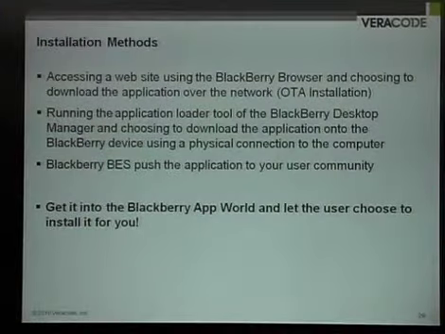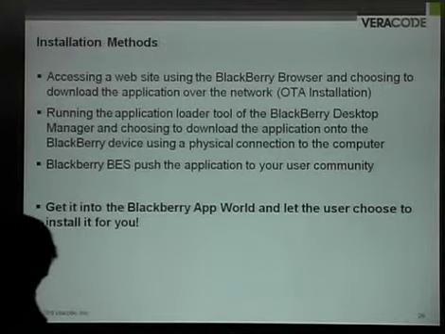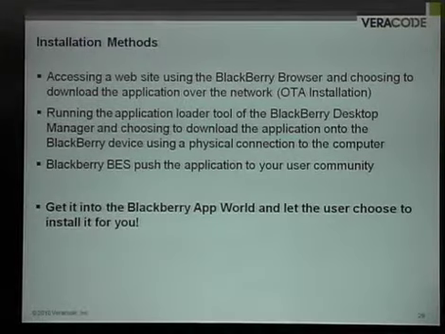So installation methods were not necessarily something I was researching as far as trying to exploit the device or anything like that. That wasn't my goal. That being said, we should talk about them. Common installation methods for applications in general are accessing a website using the BlackBerry browser and doing an OTA over-the-air installation of the application by using the JAD file. Running the Application Loader tool in the BlackBerry Desktop and pushing it from the actual PC itself to the device. You can do a BlackBerry BES push of the application to the user community. Or the most important one is get it into BlackBerry App World and let the user do it for you. That way you don't have to compromise, you don't have to social engineer, you don't have to do anything.